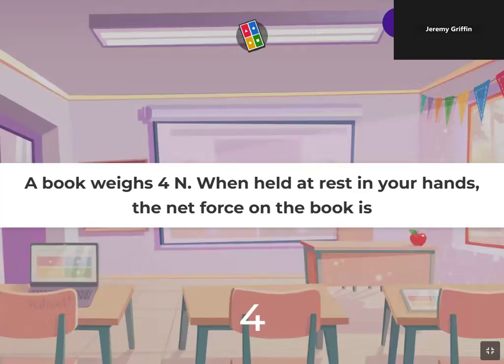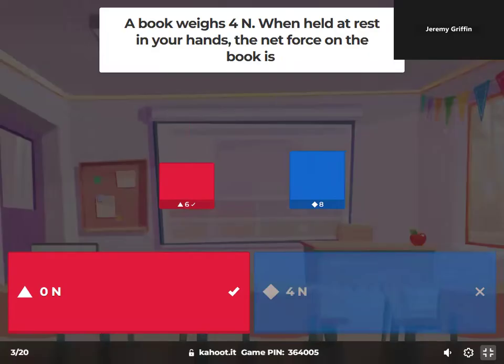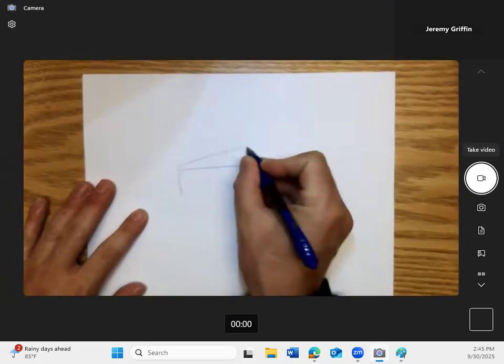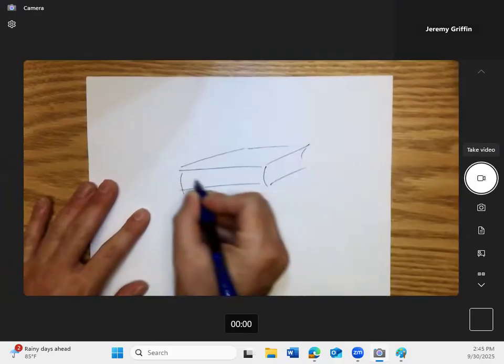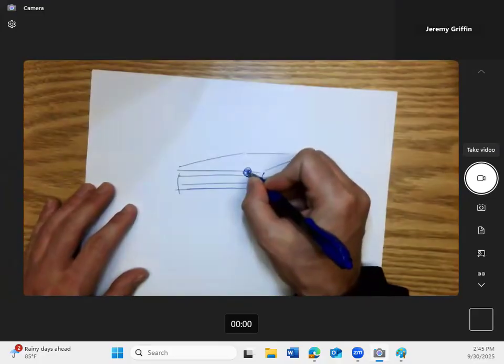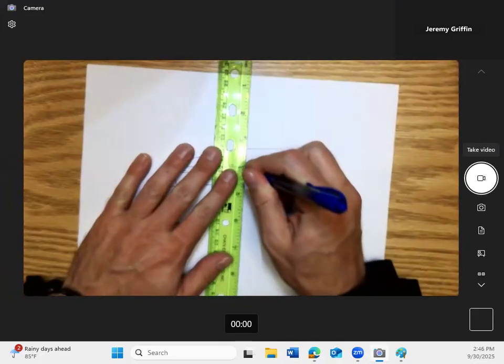A book weighs 4 newtons when it's held at rest in your hands. What's the net force on the book? Net force. Yeah, zero. Right, 0 newtons. So here, let me draw that. So here's a book. It probably looks about like that. Right, so you're holding it in your hands at rest. Now, at rest is key because that means that it's not moving.